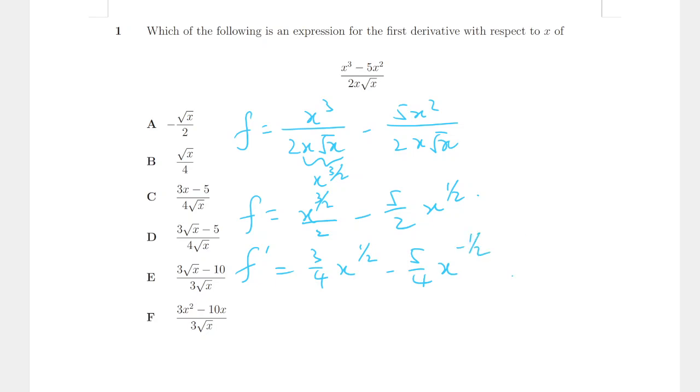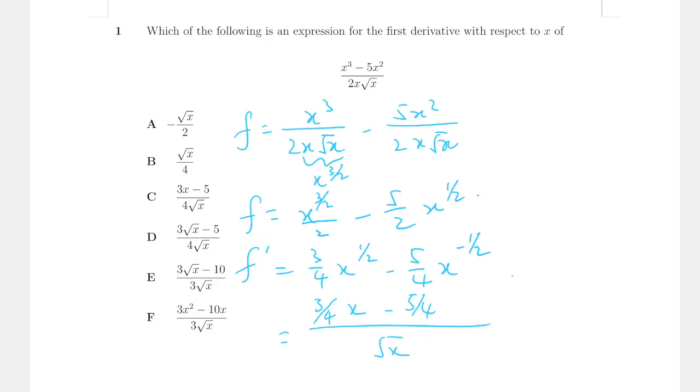Alright, good. Okay, and then at the end we have to make it into one fraction, yeah, because you see all the answers are in one fraction. So we have to get rid of the negative power, yeah? So I'm going to put this over square root of x. Then the first one becomes 3/4 times x, yeah, because x to the 1 half times square root of x is just x, minus 5 over 4 without the negative power anymore.